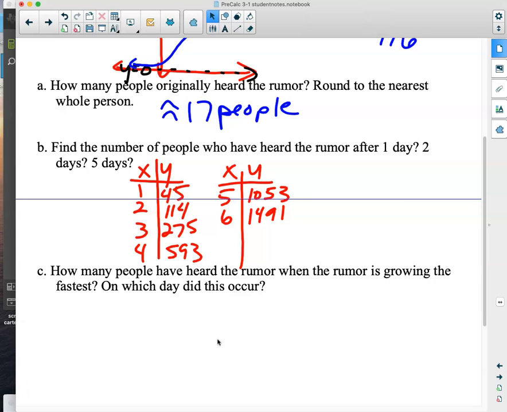Now, C says, hey, we're still picking away at that objective where we want to figure out how does this work for population growth. How many people have heard the rumor when the rumor is growing the fastest? And on which day did this occur? Now, what they intended was that we would see in part B, hey, look at when this growth really kicks up here. But that's not how we're going to find that fastest growing spot. Can anybody remind us, unmute yourself and remind us what the special name for that spot of biggest growth is, please?